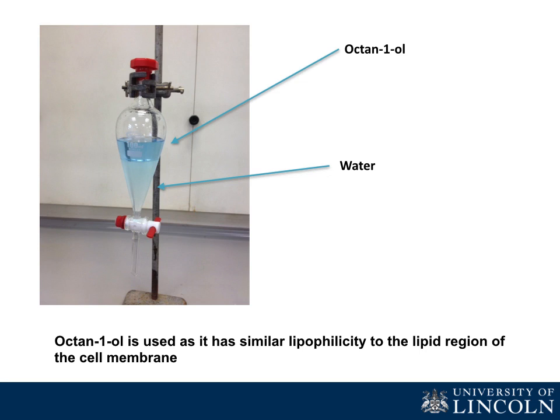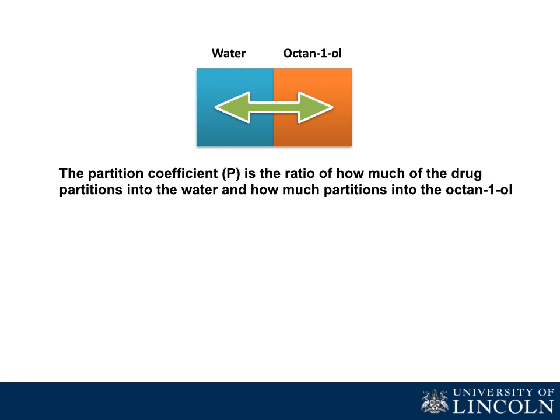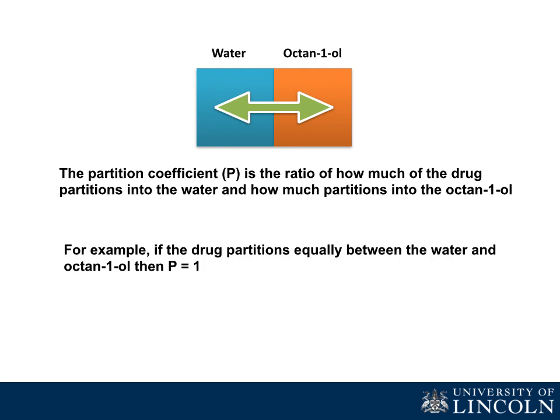Okay, so we have now got some measurement of the way in which the drug partitions between the octanol and water layers. That ratio of water to octanol is known as the partition coefficient, or P. Let's look at an example here. Let's say that the drug partitions equally between the water and the octanol. Then obviously P is going to be 1.